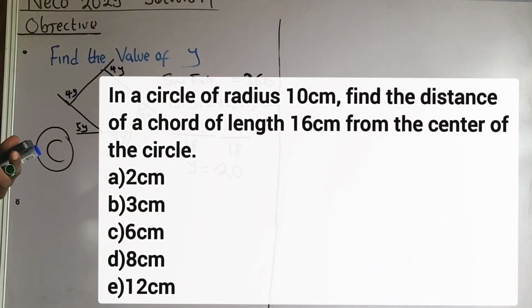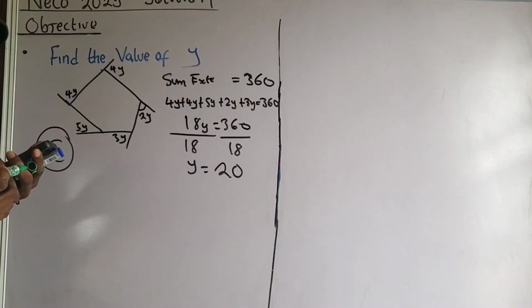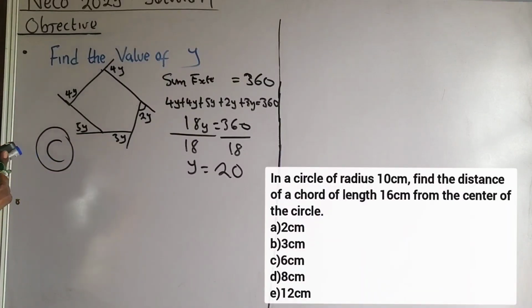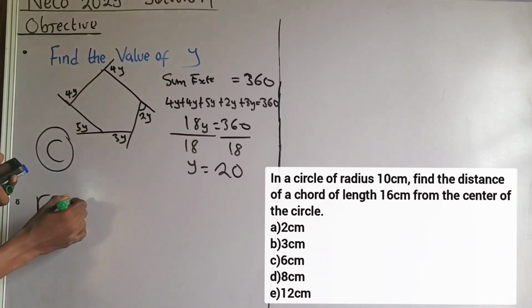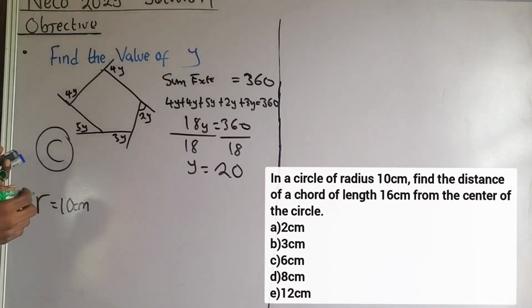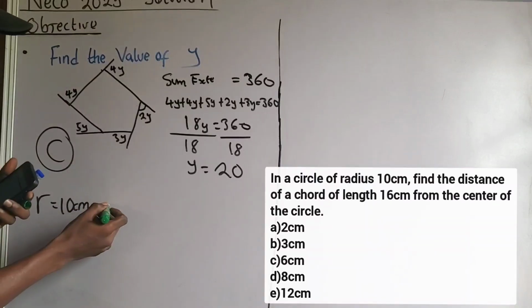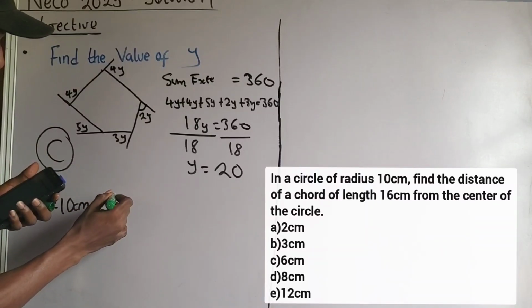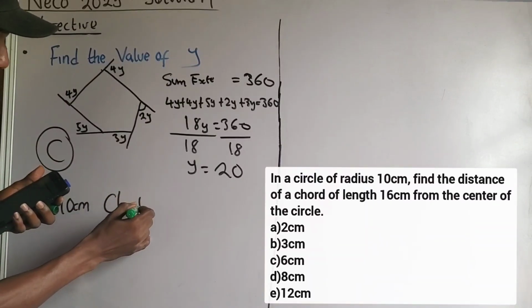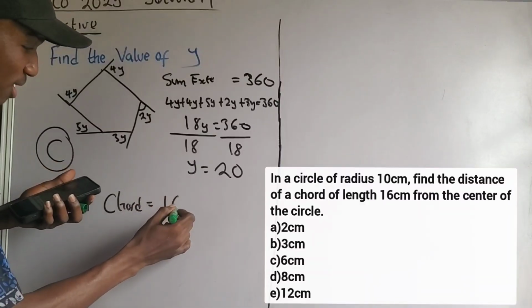In a circle of radius 10 cm, find the distance of a chord of length 16 cm from the center of the circle. Please pay attention. The radius of the circle has been given as 10 cm, r equals 10 cm. Find the distance of a chord. The length of the chord is equal to 16 cm.